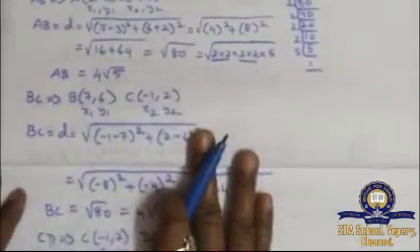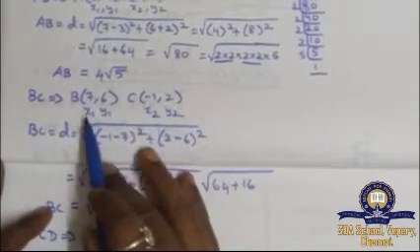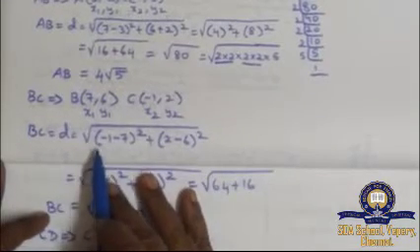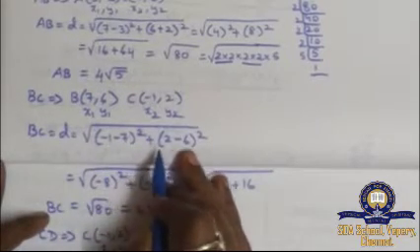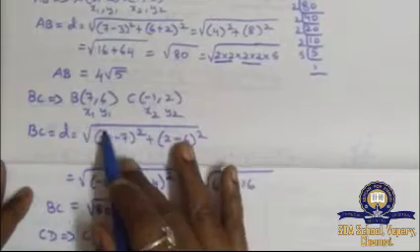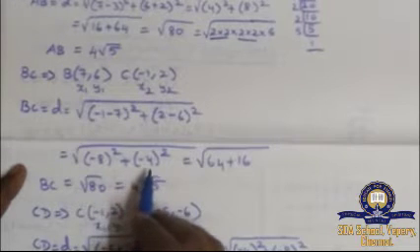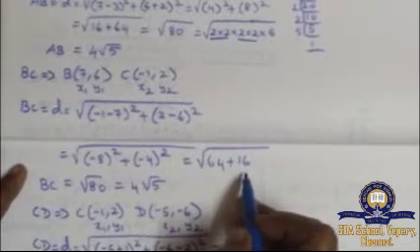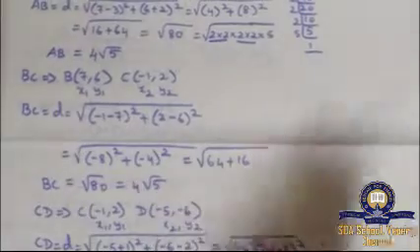Same way BC. B value is 7 comma 6. C value is minus 1 comma 2. So x1 comma y1, x2 comma y2. So the formula: distance is equal to root of x2 is minus 1 minus x1 is 7 the whole square plus y2 is 2 minus y1 is 6 the whole square. So minus 1 minus 7 gives you minus 8 the whole square, plus 2 minus 6 gives you minus 4 the whole square. 8 8s are 64, 4 4s are 16. 64 plus 16, root 80. Again same thing. So I can directly write it as 4 root 5.